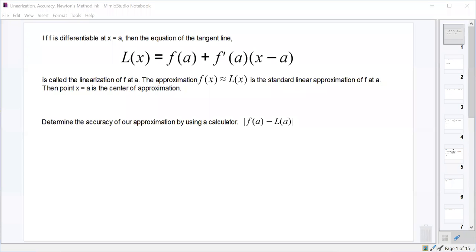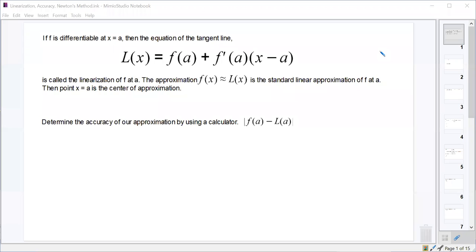So linearization is just using the tangent line to approximate the value of a function for something that we might not be able to approximate otherwise. So we usually use capital L of x as the linearization function, which is our approximation for f of x. The point that we're going to center our approximation at is the a value, and that a value is just a value of the function that we know.